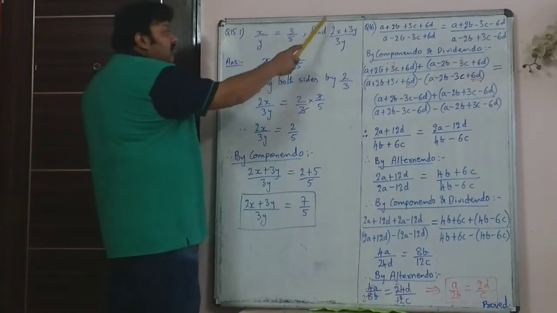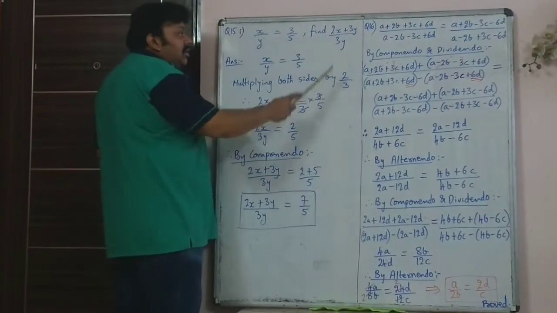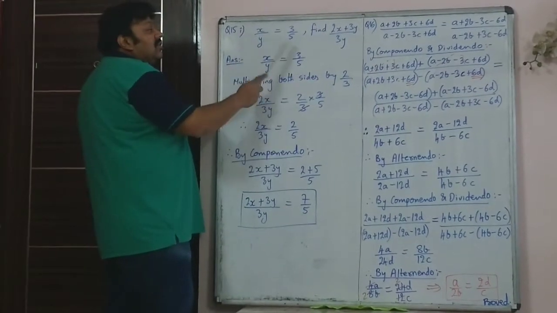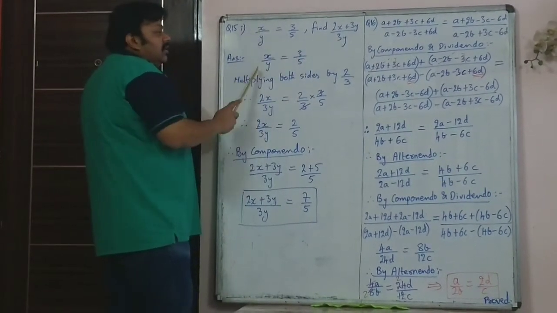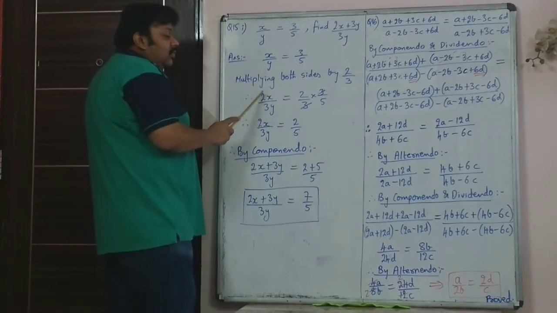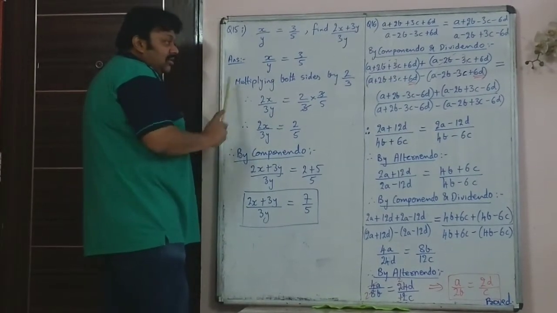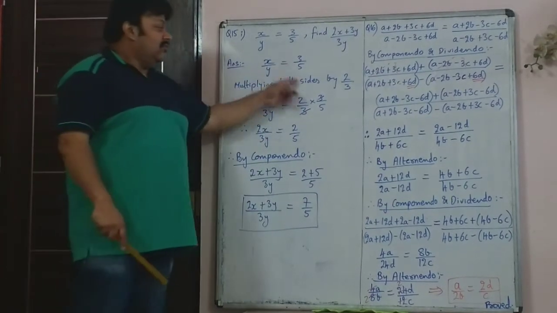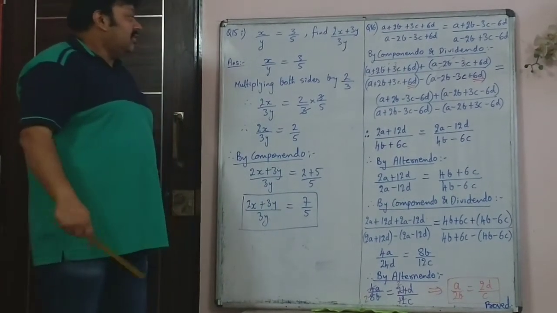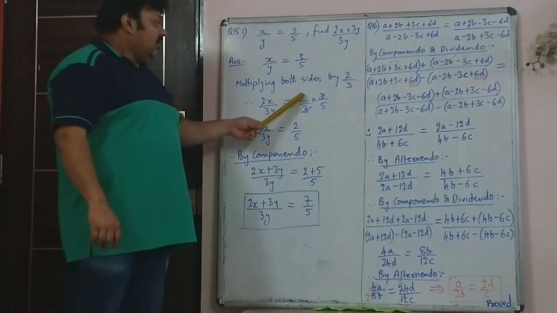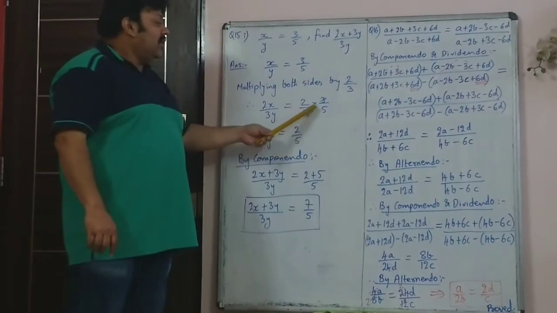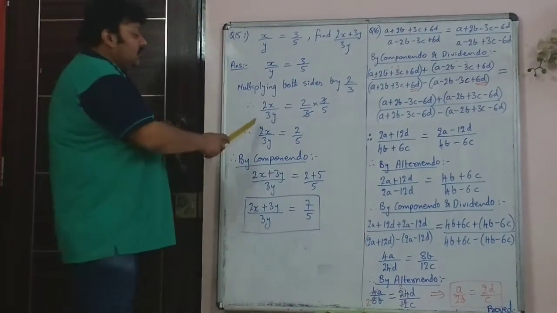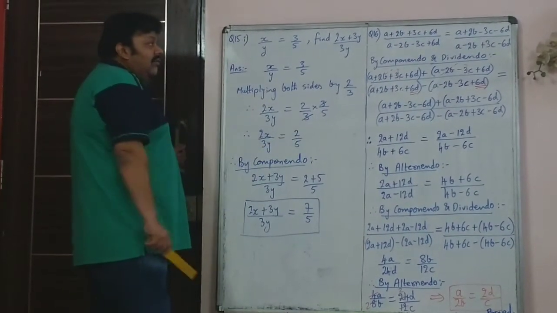So now first, to use any componendo or anything, you have to make this 2x and 3y. So I multiply both the sides with 2 by 3, so that your x will become 2x and y will become 3y. Obviously, when I multiply the left hand side with 2 by 3, I have to multiply the right hand side also with 2 by 3. So 2 by 3 into 3 by 5, 3 and 3 gets cancelled, it will remain as 2 by 5. So 2x upon 3y is 2 by 5.